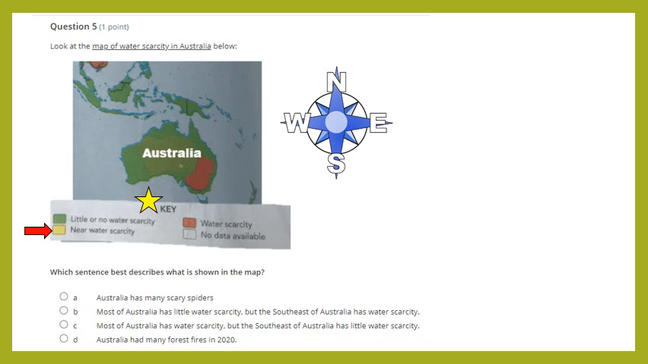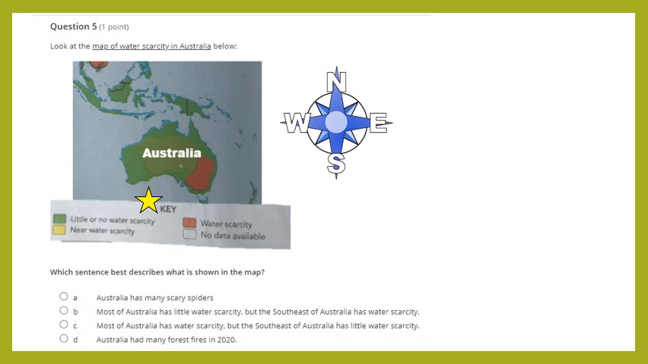Let me look at the yellow box. That means that there is near water scarcity. So there's almost not enough. All right, if I look at pink or red, that is water scarcity. That means there's not enough water to go around. And if I look at white in the key, it shows that there's no data available, so they couldn't get enough numbers to make a conclusion.